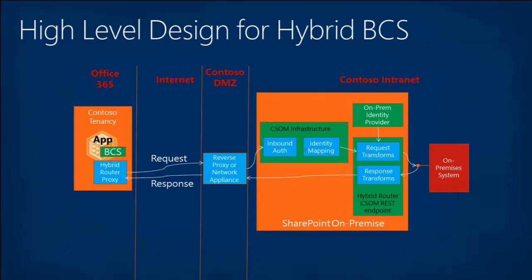On the on-premises side, we have something that authenticates inbound connections, that knows it's SharePoint Online coming in, authenticates that caller, does the identity transformation from your cloud identity to your on-premises identity, does any additional transformations to that request that are needed to call the on-premises system, picks up any other on-premises identities or credentials it needs, makes the call to the on-premises system, and then returns the response all the way back to SharePoint Online.